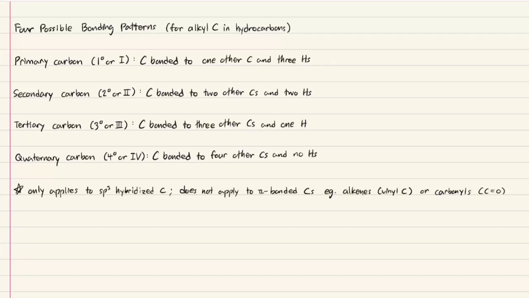This classification applies only to sp3 hybridized carbons, those involved in single bonds. It does not apply to pi-bonded carbons, such as those in alkenes, vinyl carbons, or carbonyl groups, carbonyl carbons. We'll do some practice identifying carbons as primary, secondary, tertiary, or quaternary at the end of the video.